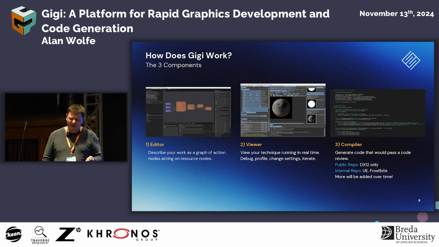On the public repo, we only have DX12 code generation working right now, but internally we also have Unreal Engine and Frostbite. And we're going to be adding more backends both to the internal and public repo as time goes on. But it's mainly just me working on it, so I'm kind of the bottleneck right now.